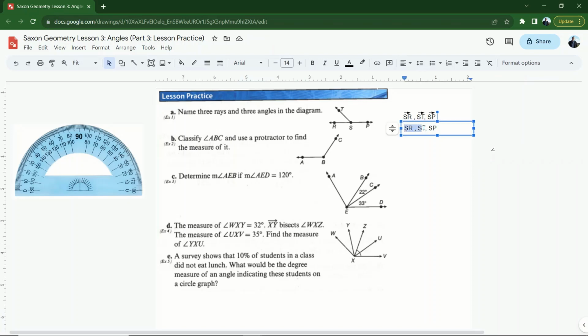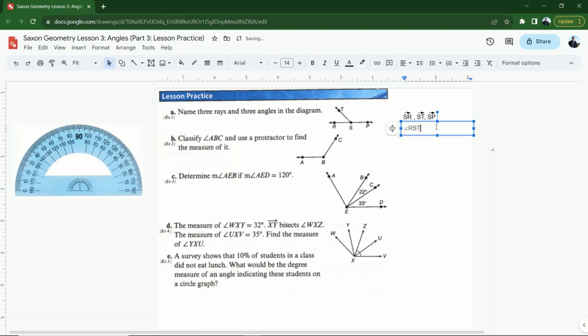Now, can I name any of these angles by just naming the vertex? The problem is that the only vertex is S, and it refers to 3 separate angles. All 3 angles that I'm going to name have S as a vertex. So therefore, I can't just say angle S, because S refers to multiple things.